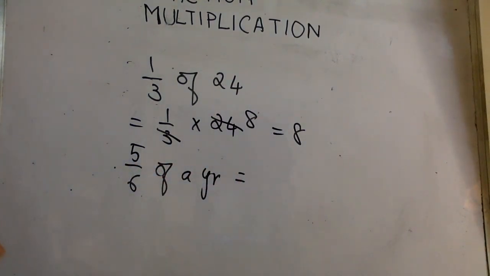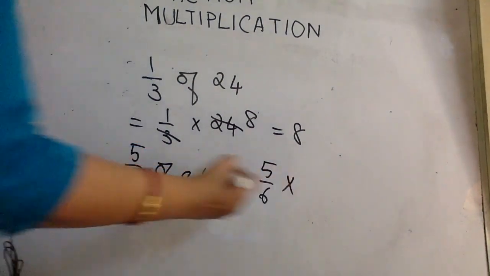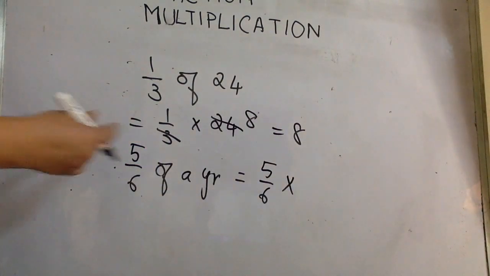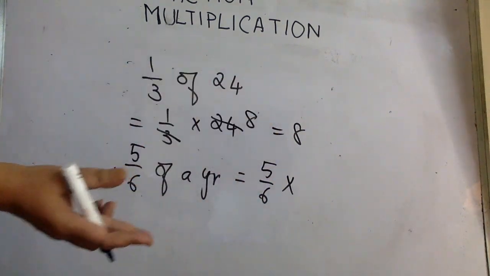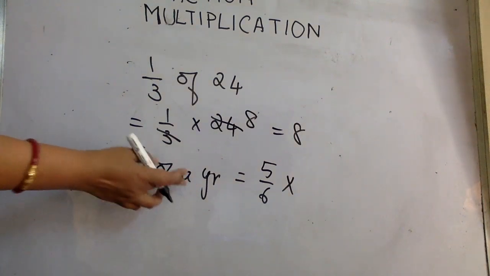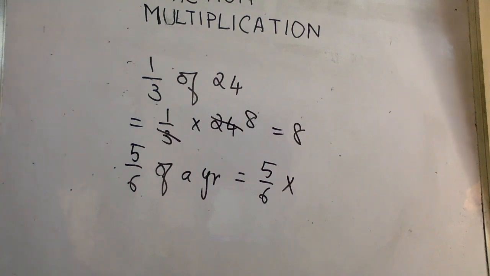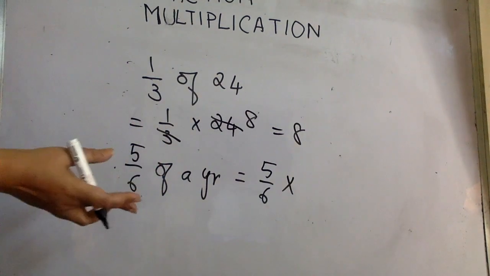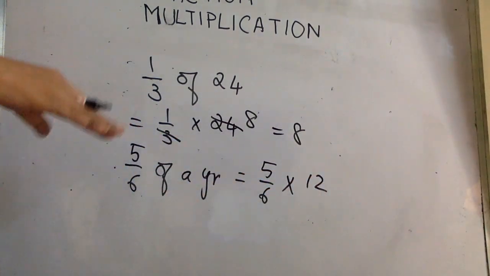Then let us see one type of question which says 5/6 of a year. Now what to do about this? 5/6 of, till 5/6 of we convert it into multiplication, but then a year means 1 year. We can't write 1. If we write 1, we'll get back our 5/6 only. We don't want that. So we convert this to days, or we can make it in months. If you make it in months, it will be easier. So we have to make it in some smaller unit.